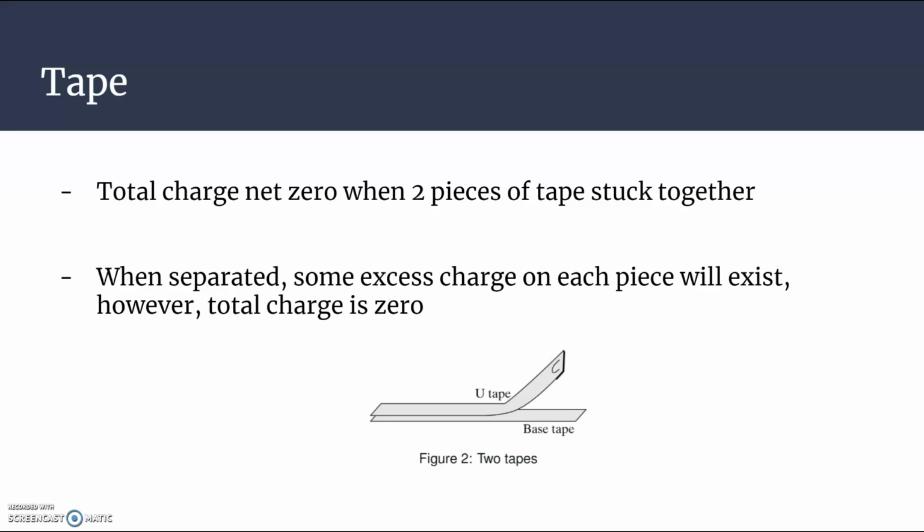The way the U-tapes were made relied on conservation of charge. When the two pieces of tape are stuck together, it is totally neutral. However, when separated, some excess charge on each piece will exist.